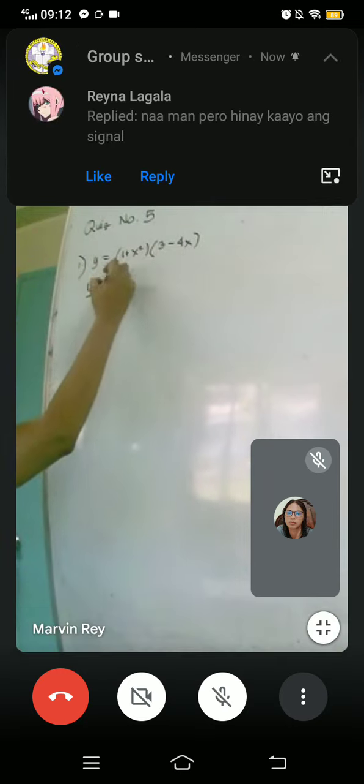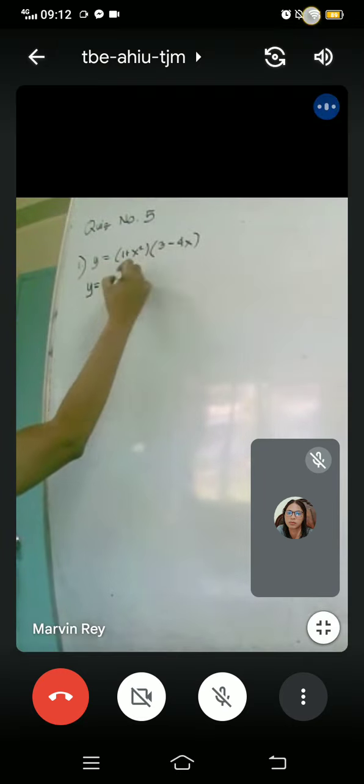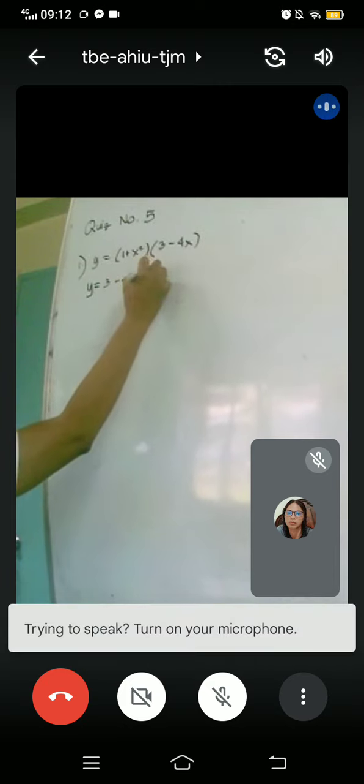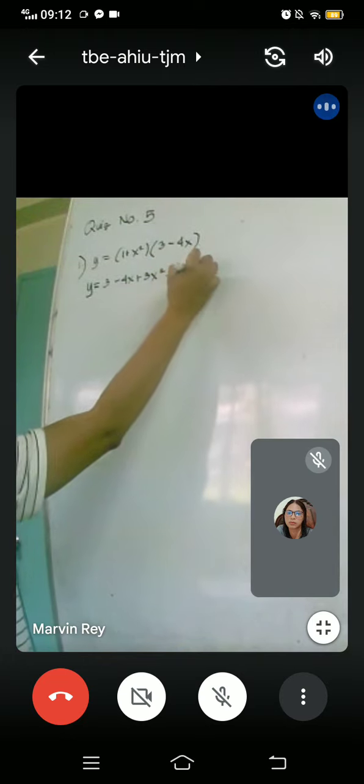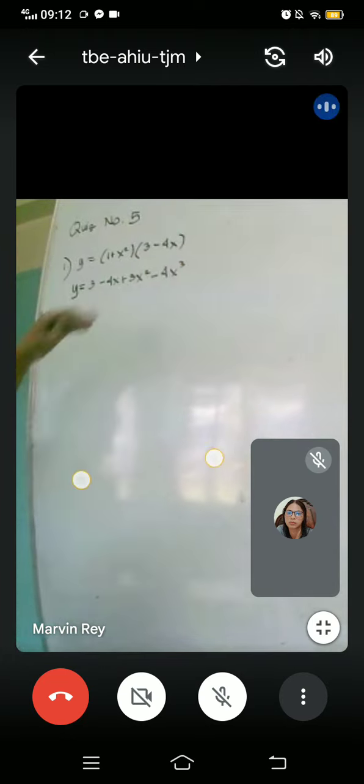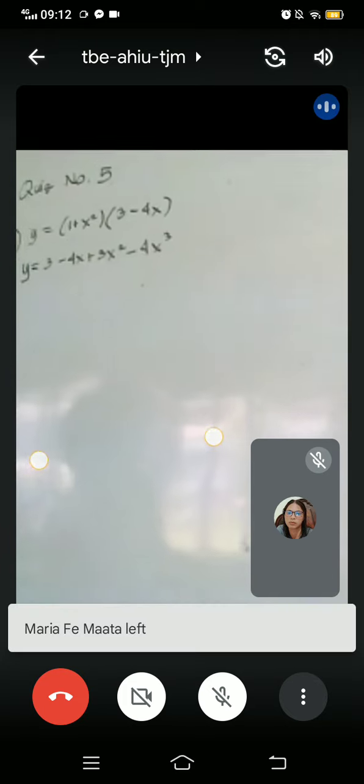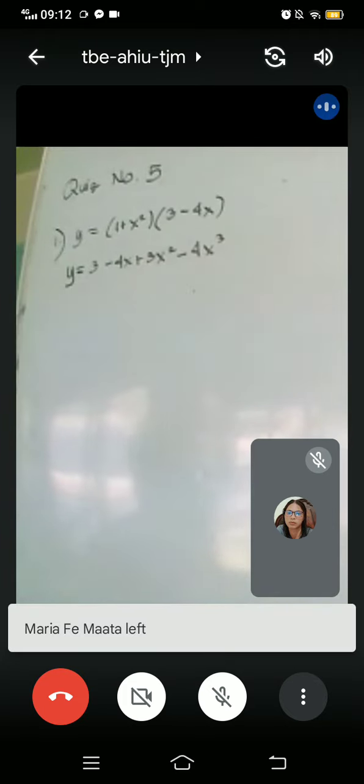1 times 3 is 3. 1 times negative 4x is negative 4x. x squared times 3 is 3x squared. x squared times negative 4x is what? Negative 4x cubed. So, this is now your new expression na mana siya multiply. Then, you can now proceed with differentiation na.